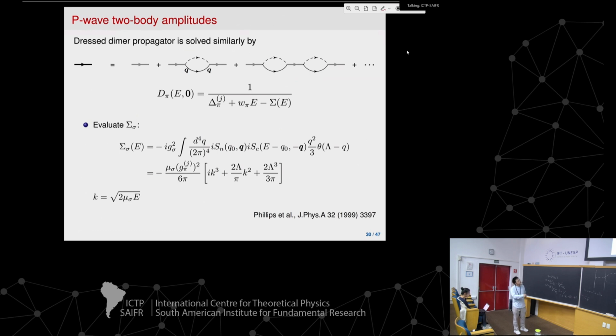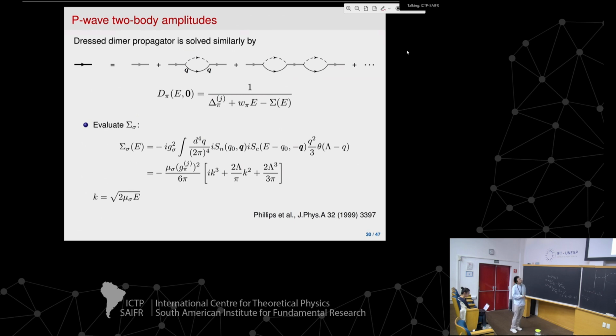You can see that the imaginary part would be i times k cubed instead of i times k as for the S-wave case. There are also two momentum dependencies. One depends on lambda times k squared, and there is also a constant piece that depends on lambda to the power of cube.